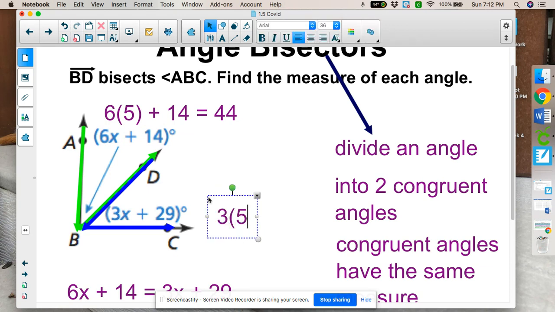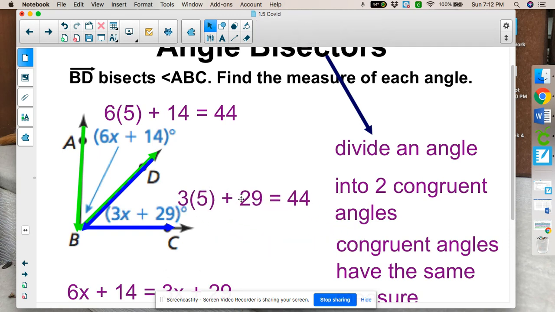3 times 5 is 15. 15 plus 29 equals 44. So we are good. So then the whole measure of ABC, 44 plus 44 is 88 degrees. We can put the degree symbol above there.